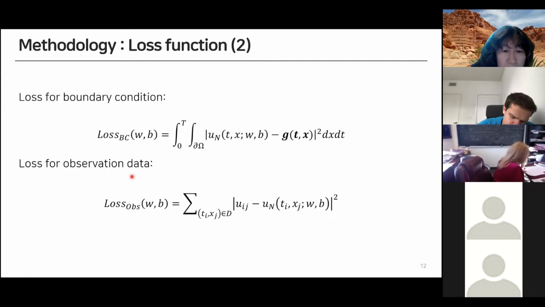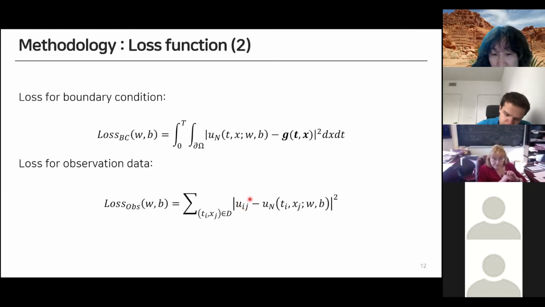So here is the inverse part. Suppose we are given observed data, then we want to construct a loss function for the observation data. Here Uij is the given data, and we are fitting it. We do the data fitting like this, but this is also an L2 loss in a consistent way. This is for the inverse problem.